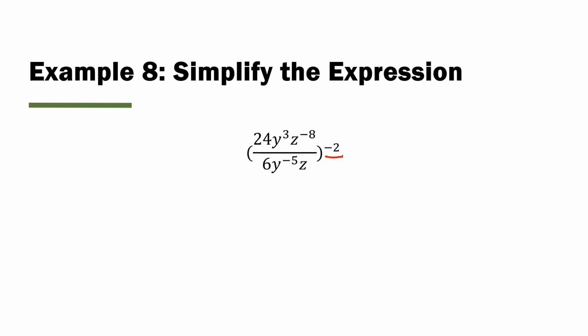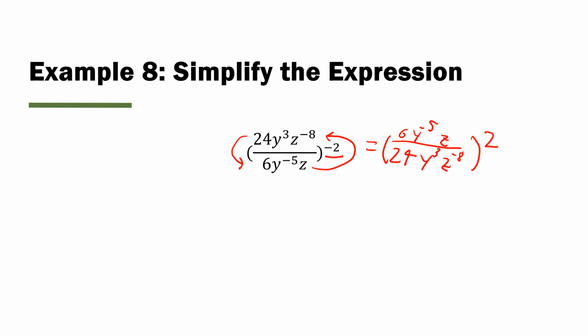It turns out that I can move everything in the numerator to the denominator and everything from the denominator to the numerator if I just negate this negative 2. So this expression can become 6 times y to the power of negative 5 times z divided by 24 times y to the power of 3 times z to the power of negative 8, all raised to the power of positive 2.